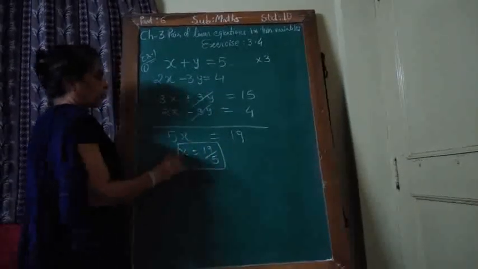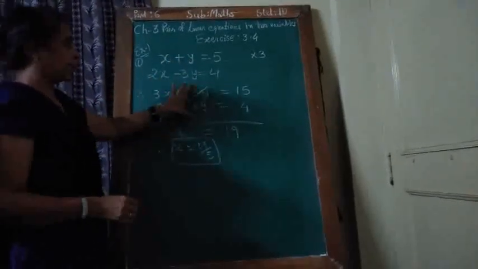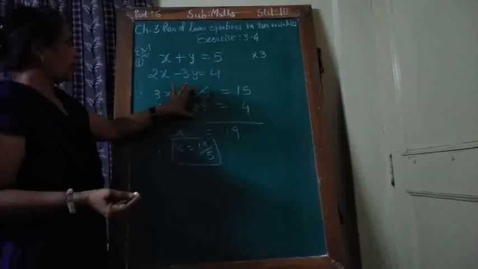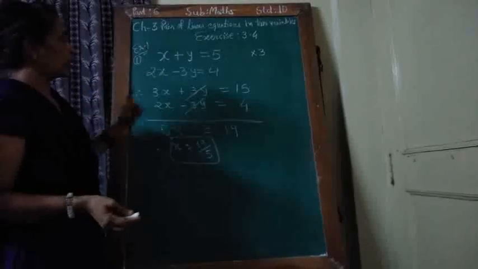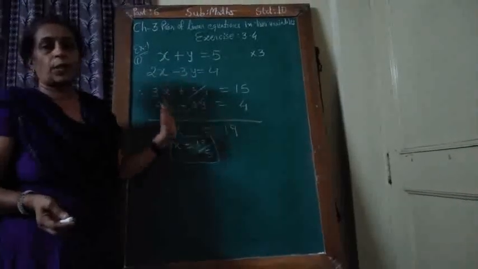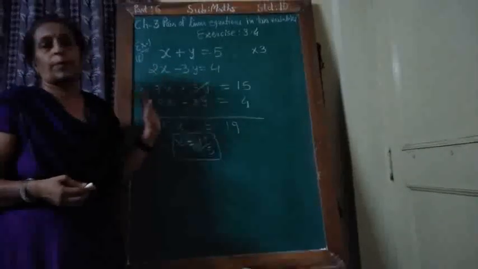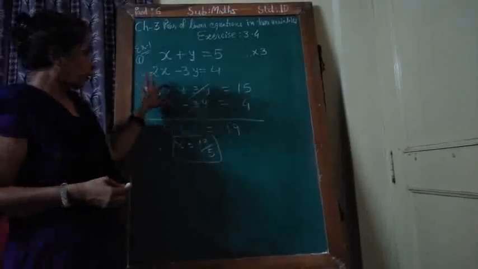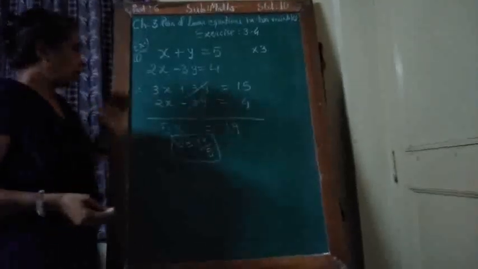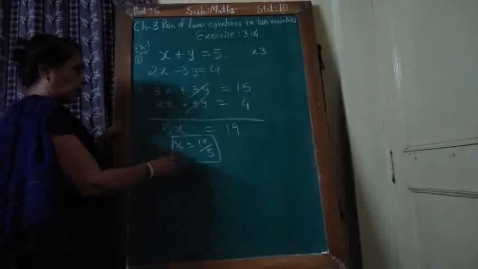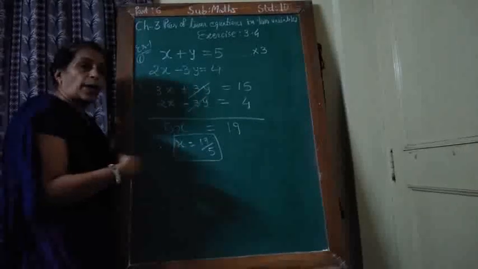Clear? So this method is known as the elimination method because first we eliminate the y variable. You can eliminate the x variable also, whatever you like, but you must make the coefficient of whichever variable you want to eliminate the same. And if the opposite sign is there, then no need to change the sign. Clear? So now, after getting the value of x, you have to find the value of y.